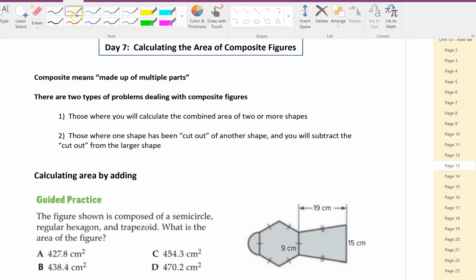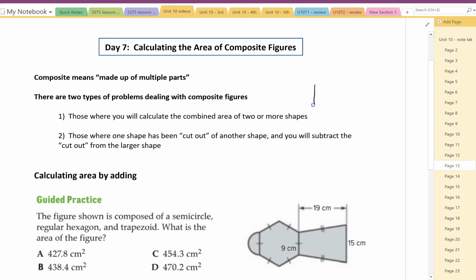One type of problem is we're going to take several different shapes and figure out what the total area is. So like if the area of this rectangle was 8 and the area of this triangle was 3, the combined area of those two shapes, that composite figure, would be 11.